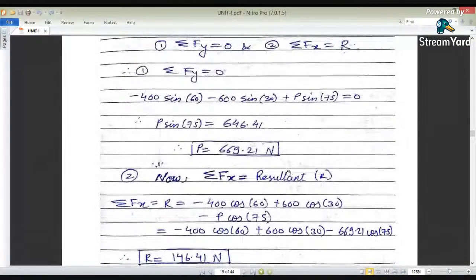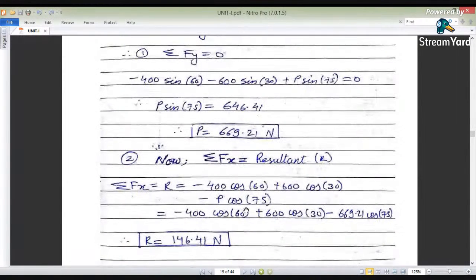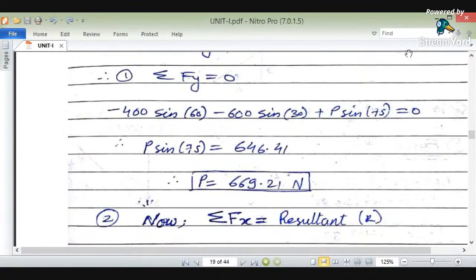By simple calculation we can also find the Y component, but the resultant here is along the X axis. That means the resultant Fx is equal to R. In this way we can find the value of R also. So R is equated with Fx, the summation of all X components. Since we have already calculated P, we can put its value here. The resultant in this case comes to be 146.41.